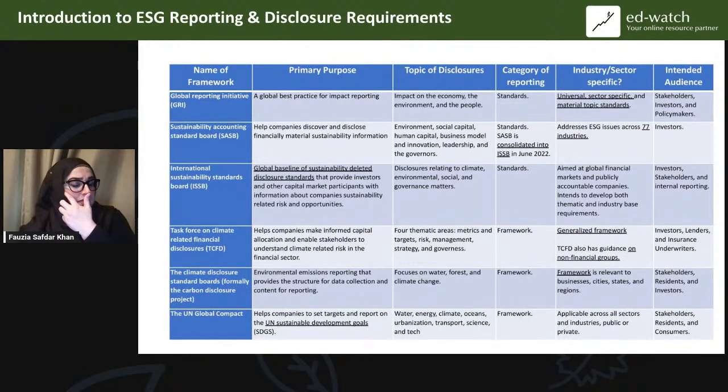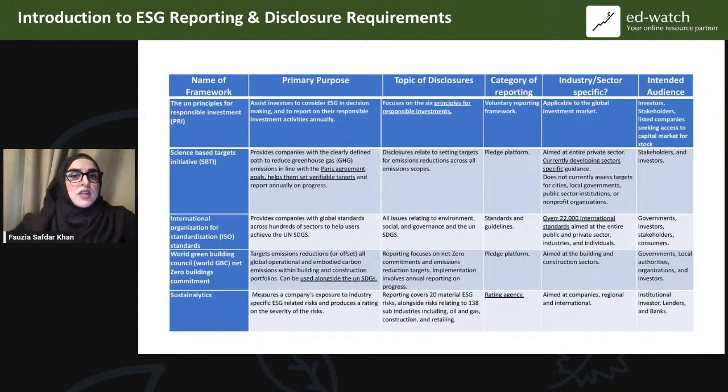Can I have the next slide, please? I want to show one thing. So if you look at the first one, that is UN Principle for Responsible Investment, PRI, this is for financial institutions. They have 6 principles for responsible investments, and they are actually addressing investors, stakeholders, listed companies, and the stakeholders who are seeking access to capital market or stock markets. So this is applicable more on investment market.